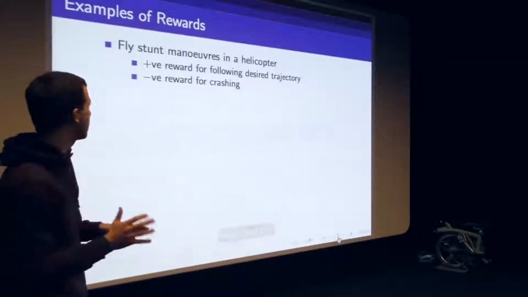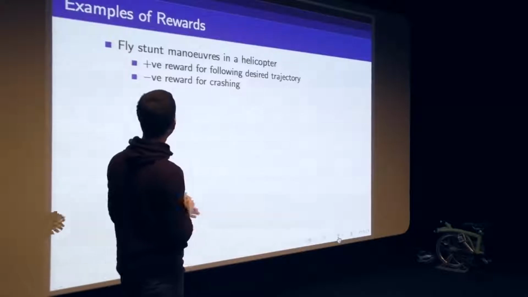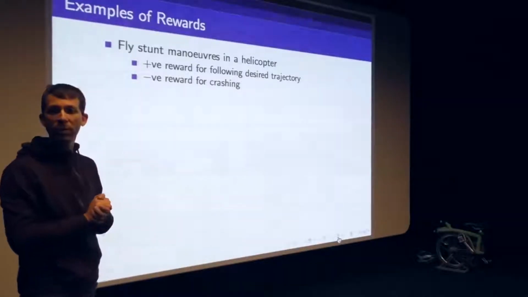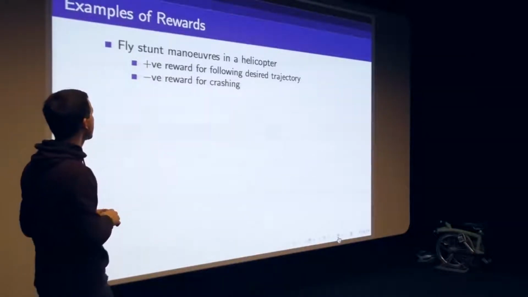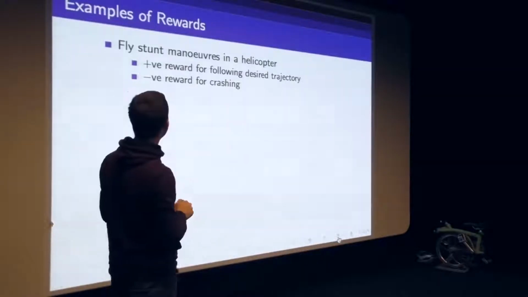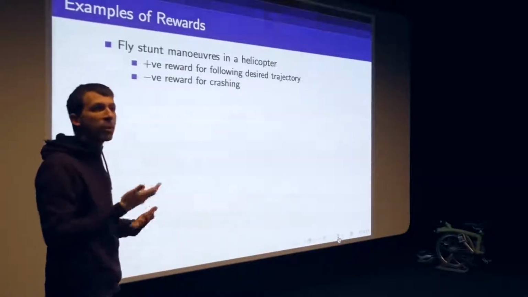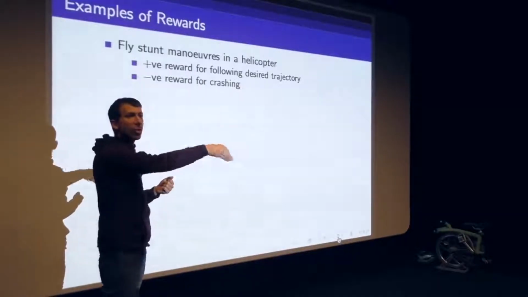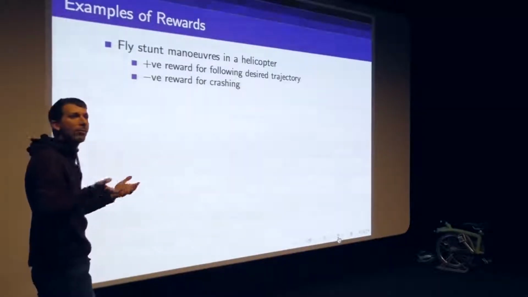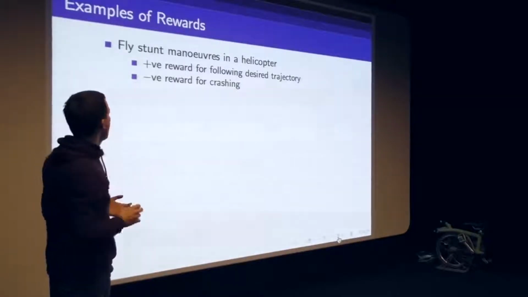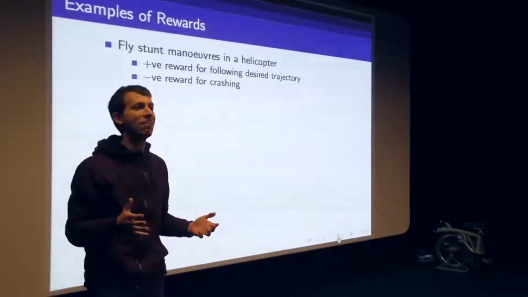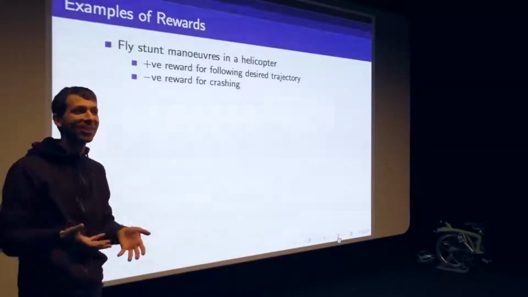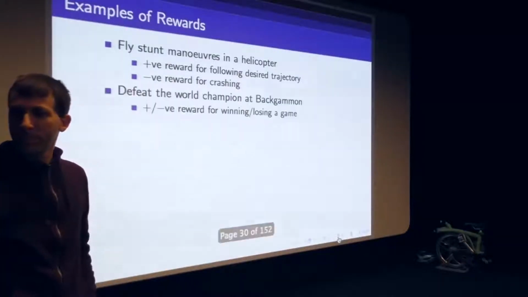So let's actually make this concrete again by talking about some different rewards. Let's look at the examples we used. We started with the stunt maneuvers in a helicopter. In that case, the rewards might take the following form: a positive reward each time we follow the desired trajectory or come within some epsilon radius of where we want to be, and a large negative reward for crashing. Really, crashing should be bad. It should learn to not do that.